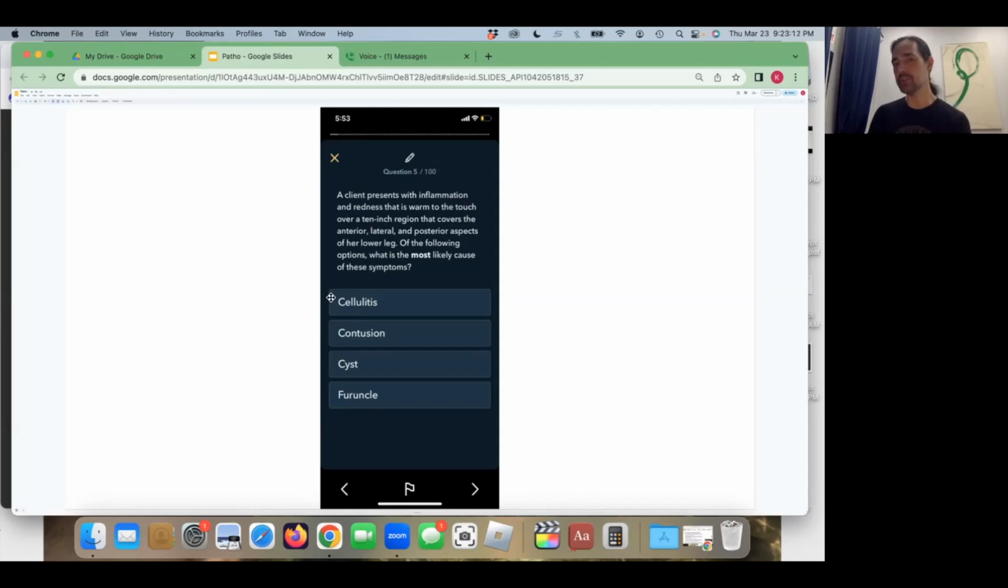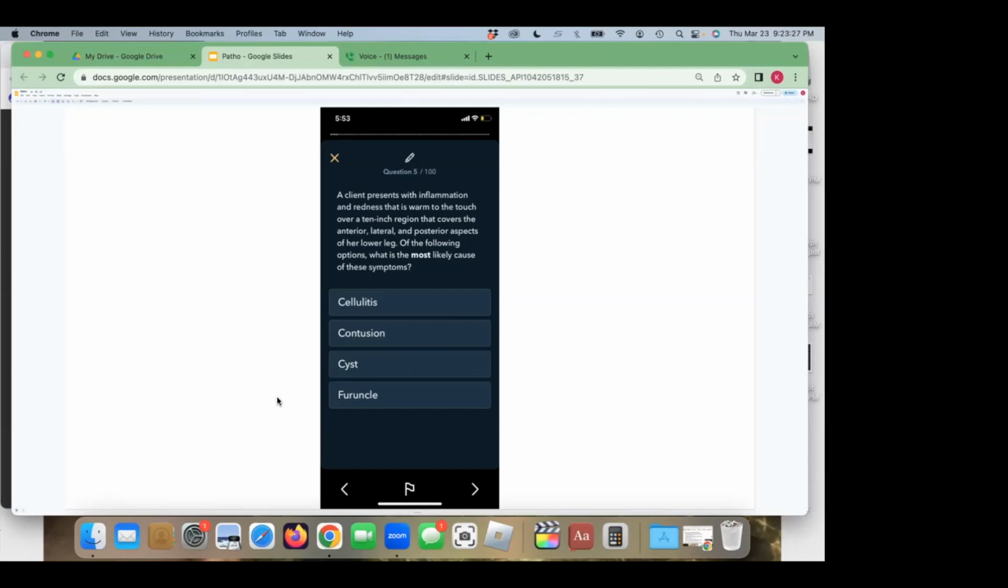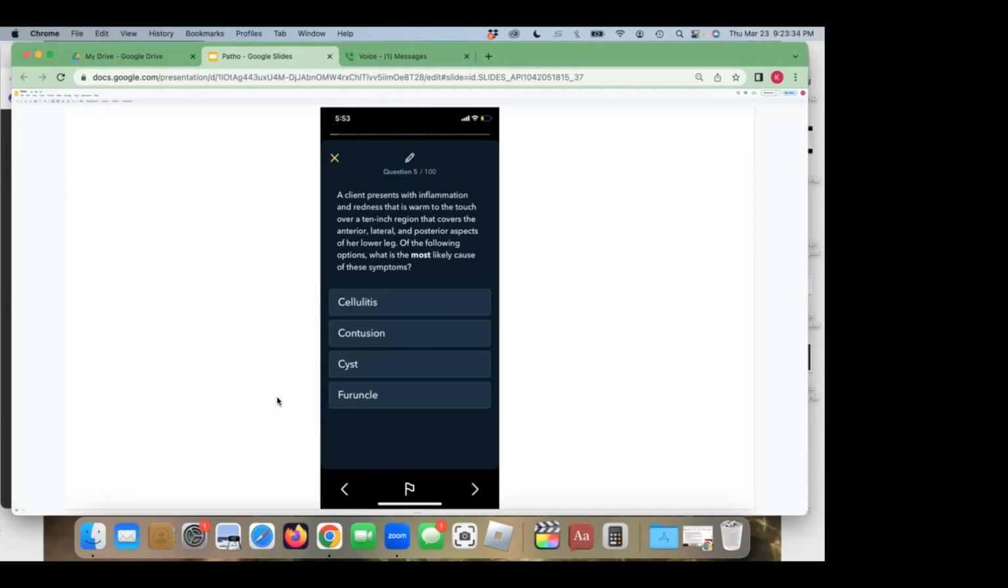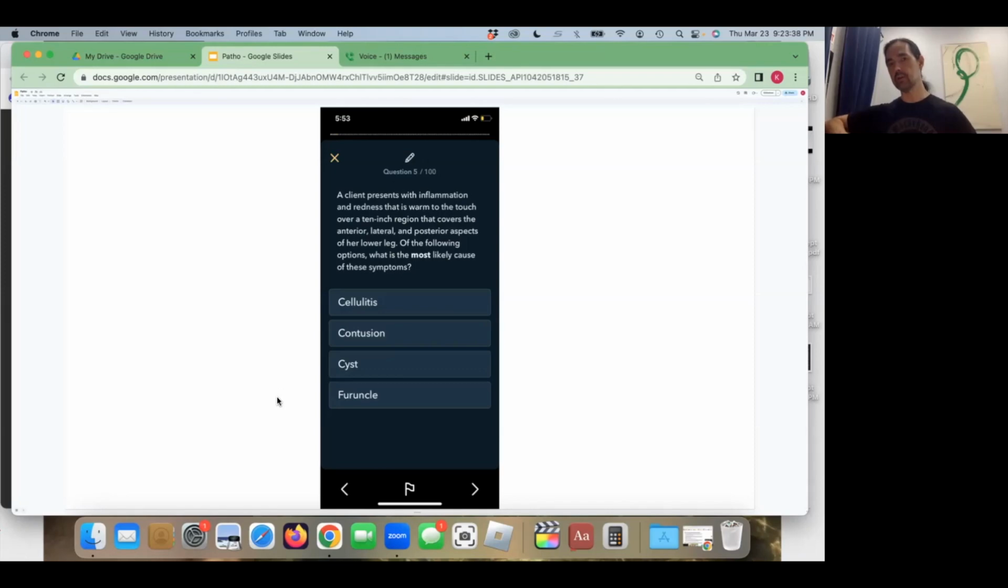So you have to know something about each one of these, all right? So you're about to learn something about each one of these. Cellulitis, contusion, cyst, or a furuncle. What do you guys think? Cyst, maybe. Okay, all right. Anybody else? I was thinking of the first one, cellulitis. Cellulitis, yeah.